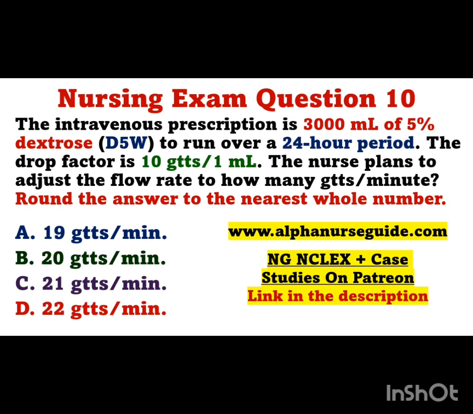A. 19 drops per minute. B. 20 drops per minute. C. 21 drops per minute. D. 22 drops per minute.